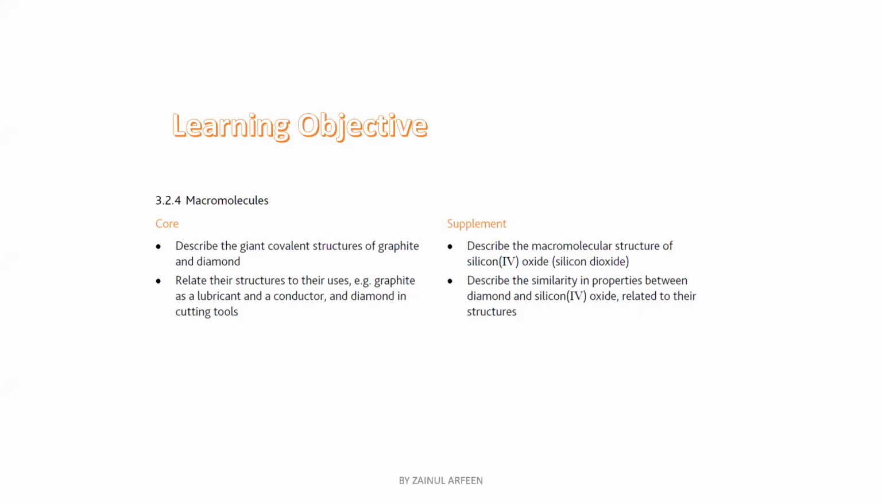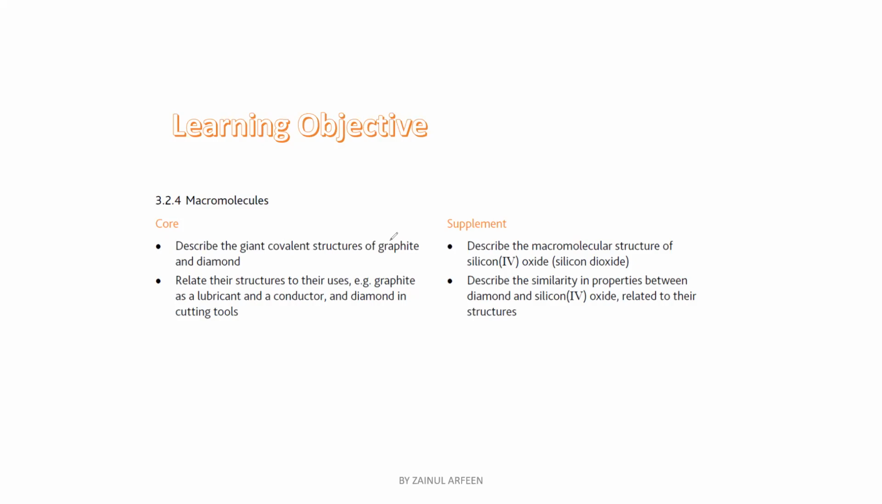So the learning objective of the class today: we'll discuss the macromolecules. The term macromolecules refers to giant covalent structures, or giant molecules. In this session you should be able to describe the giant covalent structure of graphite and diamond. You should also be able to describe the macromolecular structure of silicon(IV) oxide, also known as silicon dioxide. We also call that sand.